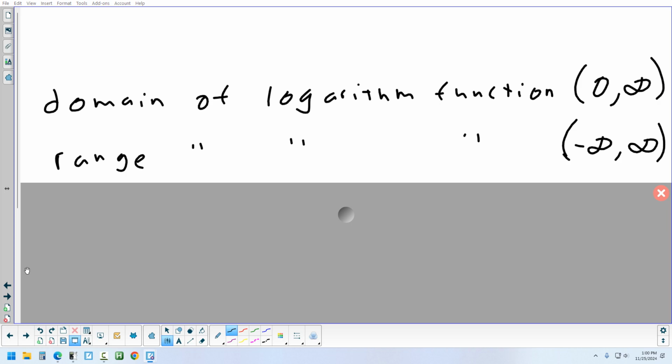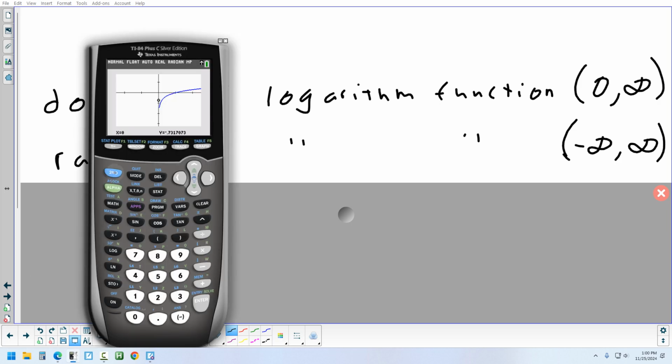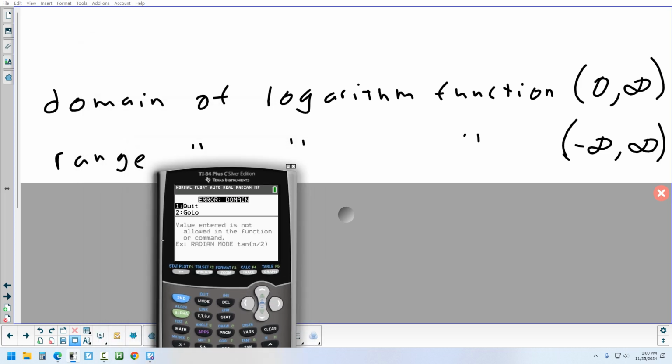Let's see what happens if you try to include it. So try to take the log of 0, and it says it's an error. It's not in the domain. You're not supposed to include 0 in the domain. That's why it's a parenthesis.